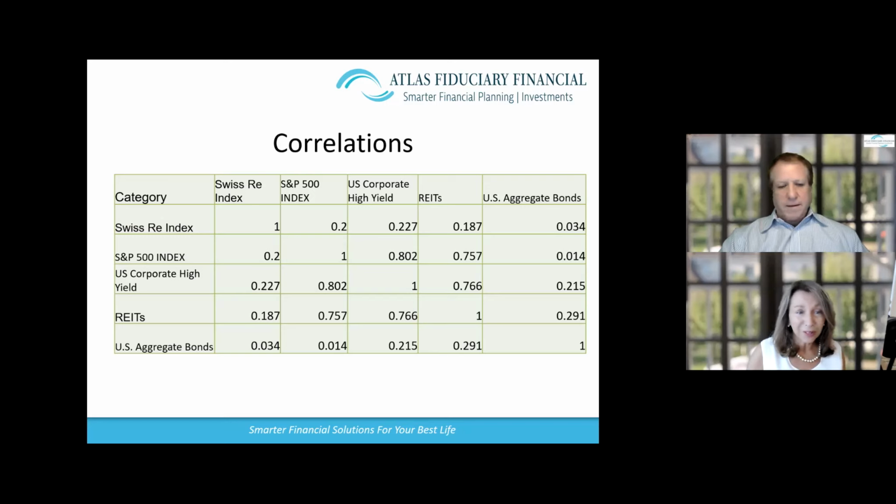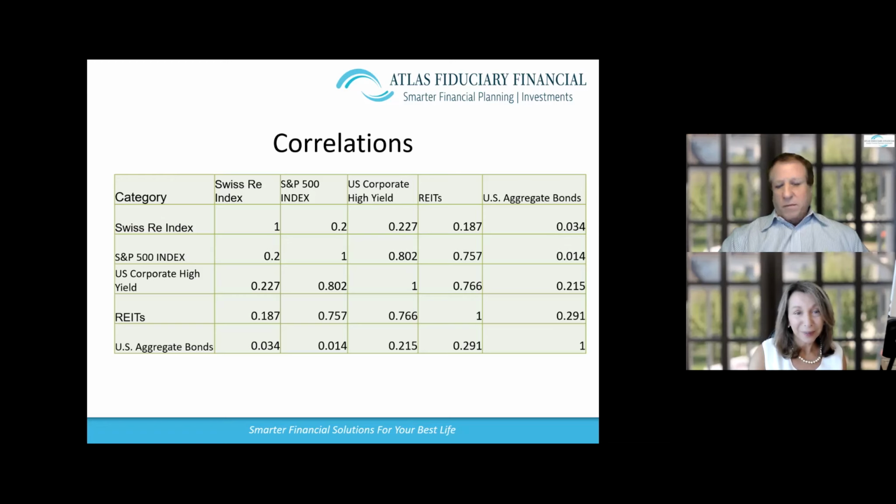But then if you go to the first column and you look at the Swiss Reinsurance Bond Index, compare it to the S&P, 0.2, and high yield bonds, 0.23.